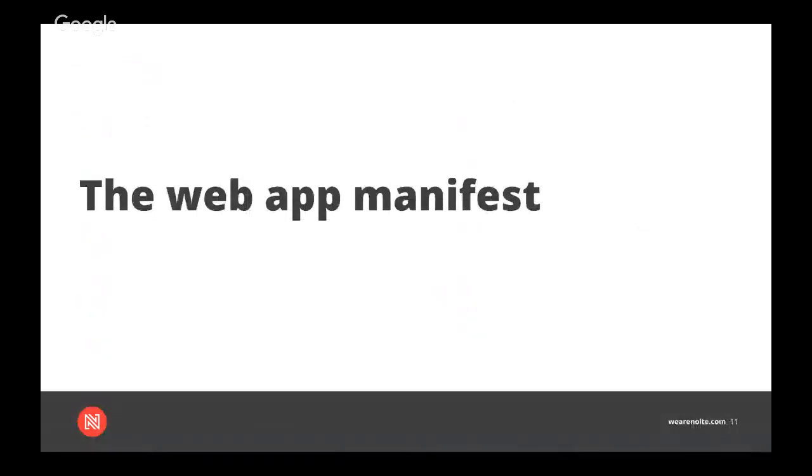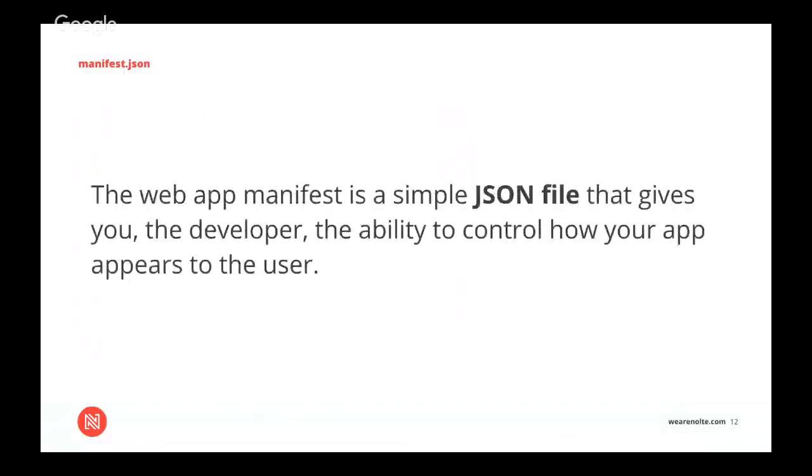So how can we convert a web application to a PWA so the user can add this to the device? We can use a manifest. The web app manifest is a simple JSON file that gives you, the developer, the ability to control how your app appears to the user.